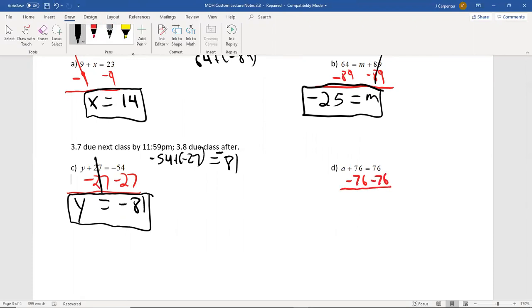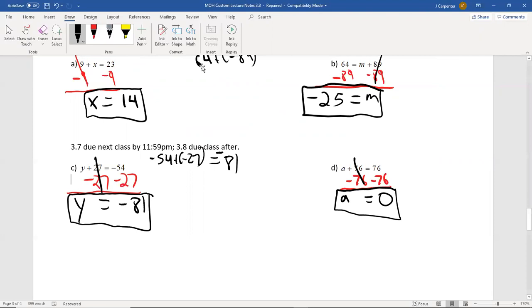So on the left side, we didn't change the A, we bring it down. The 76 minus the 76 cancel. We bring down our equals, and then you do your math on the right side. 76 minus 76, well, that's 0. Nobody said you can't have 0 as a solution to an equation, and if you check it, 0 plus 76 is most certainly 76. That's it.